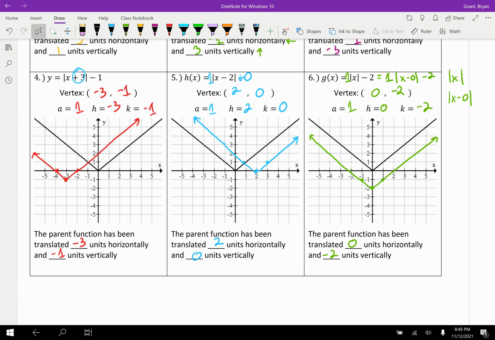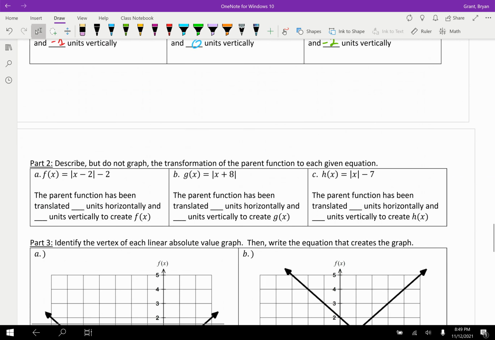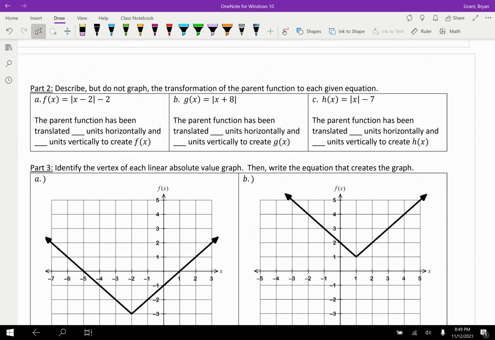So, just like with everything, let's try the reverse. We're going to first describe, without graphing, how our parent function has been transformed or translated. So, based on this, which way does the parent function move? Well, h is 2, k is negative 2, so we move 2 units horizontally and negative 2 units vertically.